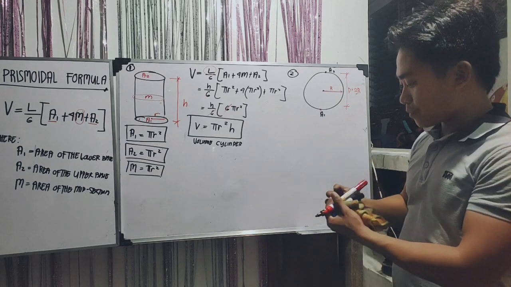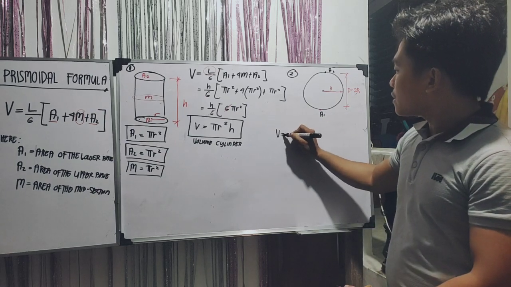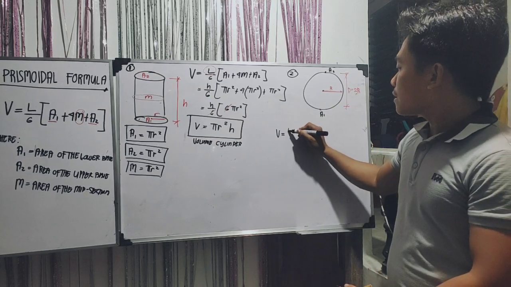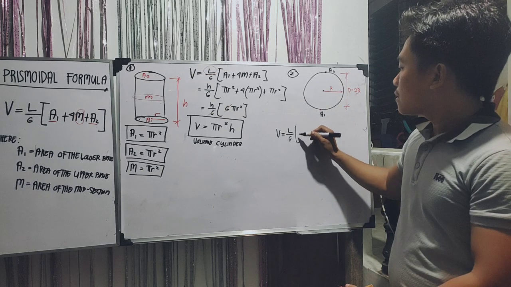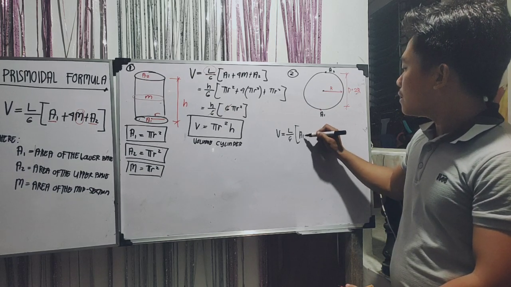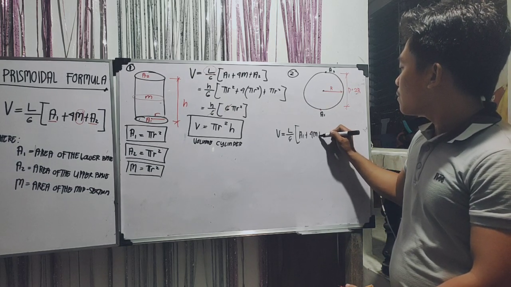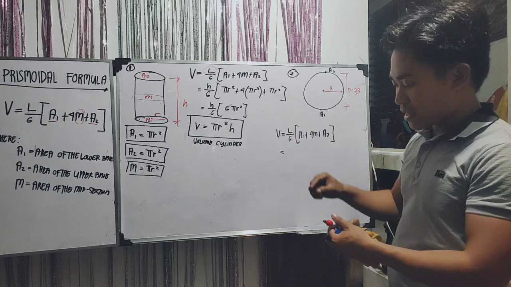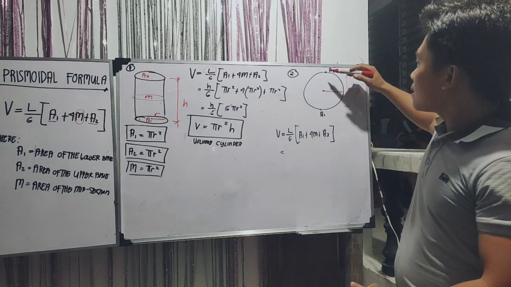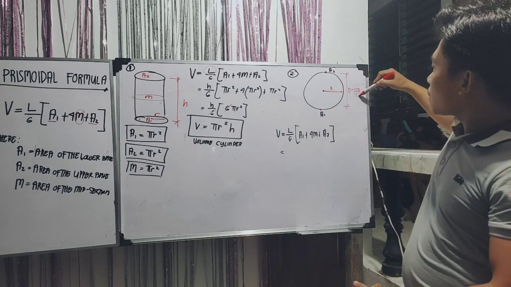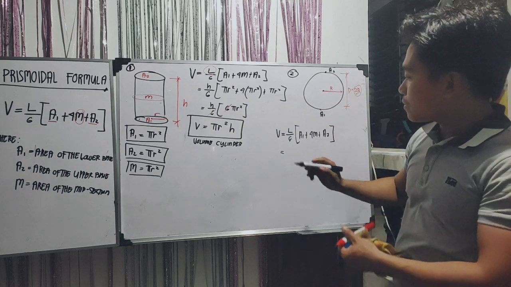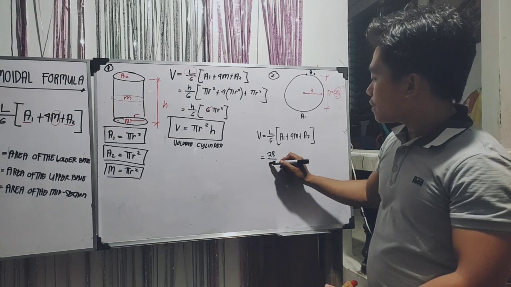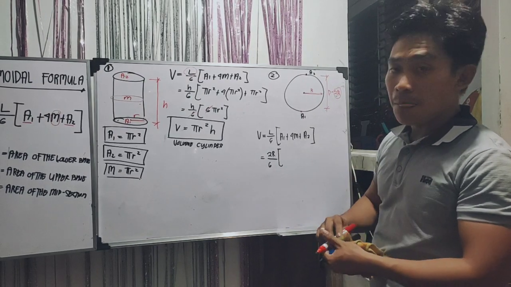Now, makinig. The volume of this solid, or the sphere, okay, as if hindi ko alam, that is just what? L over 6 times A1 plus 4M plus A2. Now, what is this L? Your L actually, again, that is the distance between A1 and A2, which is equal to 2R. So, substituting, what is that? 2R over 6 quantity. Makinig.